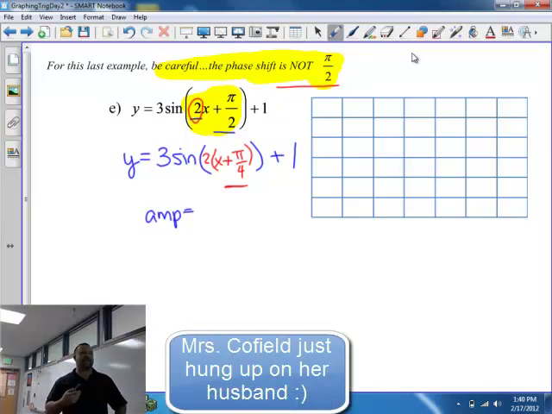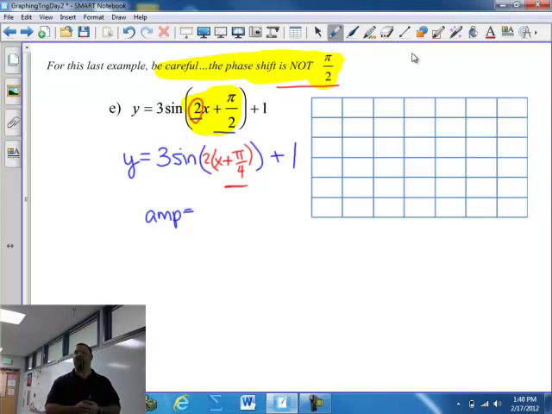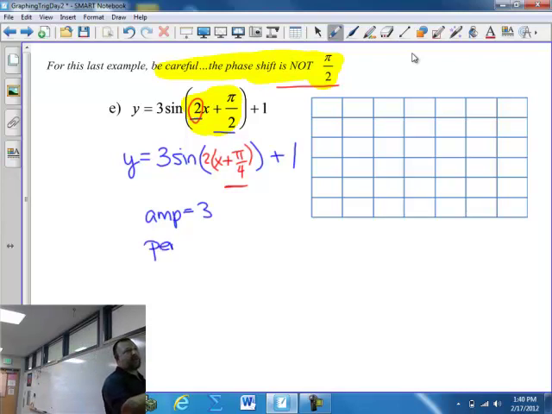We're going to start just like we did before. Once we've rewritten it, it's the same problem as we had in the last four examples. Amplitude is 3, and the period is 2 pi over 2, which is simply pi.